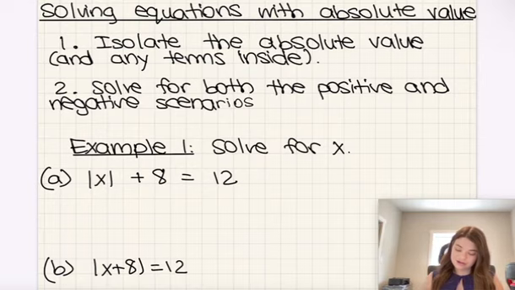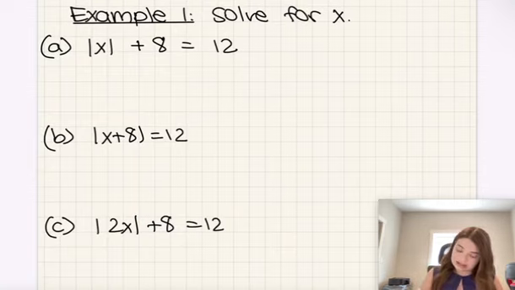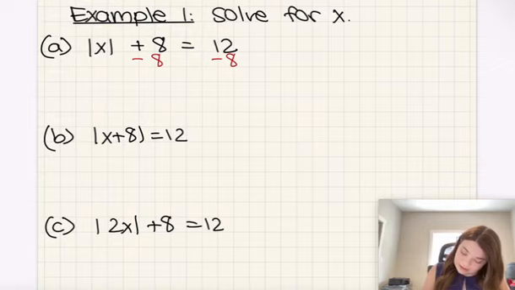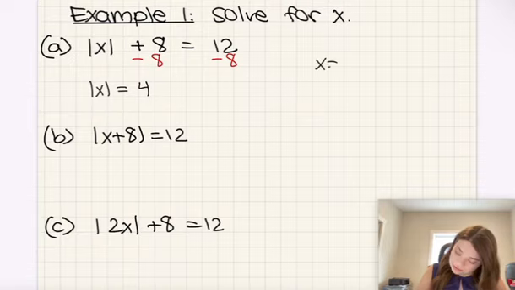So let's start with question A, solving for x. First we want to isolate the absolute value sign and any values in it. In this case, we just have x inside our absolute value, so we would like to isolate the absolute value of x, and we'll of course be doing that by subtracting 8 from both sides. So then we're going to get that the absolute value of x is equal to 4. So in that case, what does x equal? Or in other words, what are the terms that are inside the absolute value going to be equal to? Well, that's going to be x equals 4 and x equals negative 4.